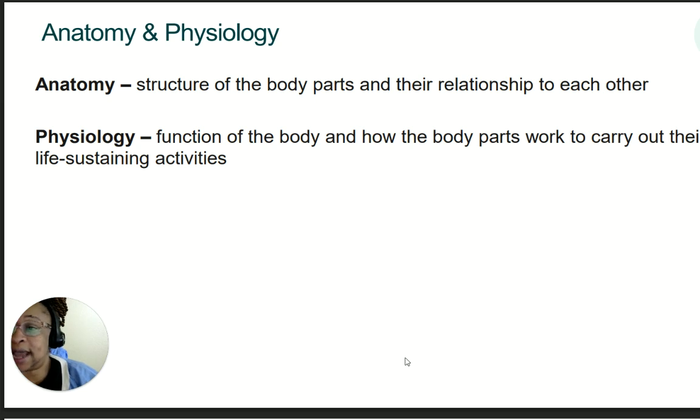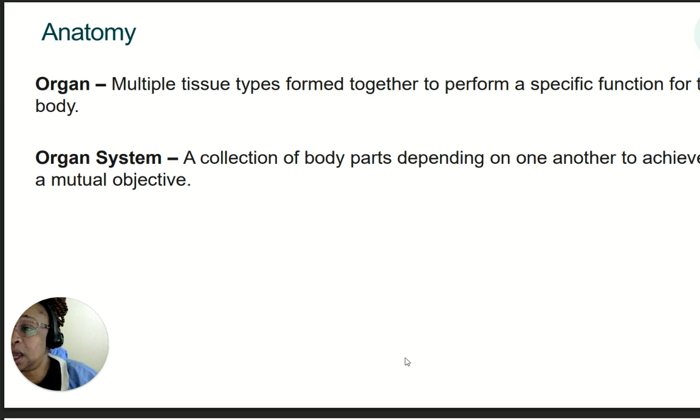Anatomy is the actual structure of the body part and their relationship to each other. Physiology means the function of the body and how the body part works to carry out their life sustaining activities. Organ, multiple tissue types formed together to perform a specific function for the body. Organ system, a collection of body parts depending on one another to achieve a common objective.